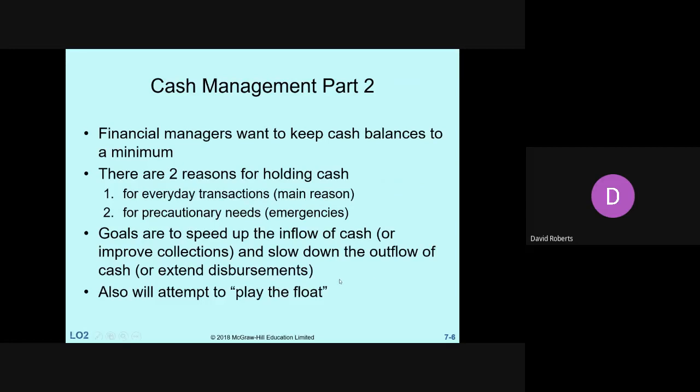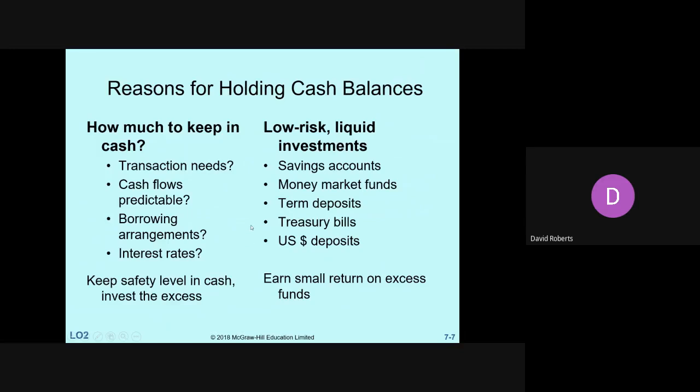The basic goal for a business is the same as you and I: to collect your cash as quickly as possible, so inflows to speed up and outflows to slow down. So I'll let you go through some of these reasons for holding cash, but they're really no different than you and I. How much cash do we need? How much do we need to borrow? What are interest rates? Deposits in savings accounts, if you're fortunate enough to have savings, term deposits, treasury bills, etc.